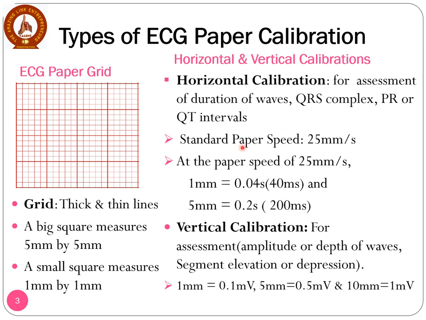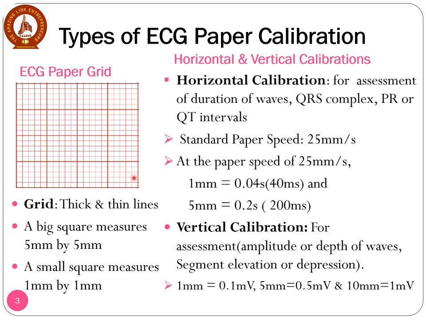The standard paper speed of the machine is 25 millimeter per second. So although 50 millimeter per second exists, the machine should be set at the standard speed of 25 millimeter per second. And at this paper speed of 25 millimeter per second, a 1 millimeter horizontal distance is equal to 0.04 seconds or 40 milliseconds. Now, 5 millimeter distance is equal to 0.2 seconds or 200 milliseconds.